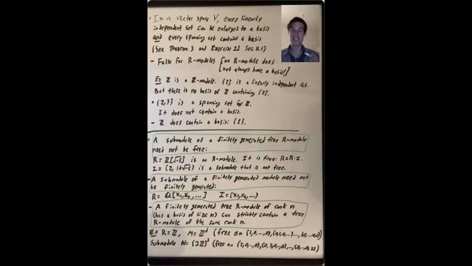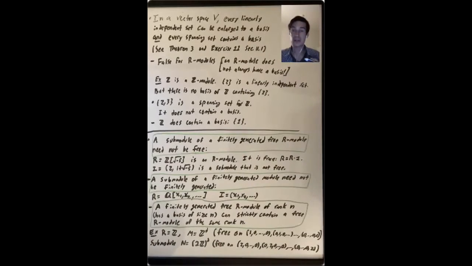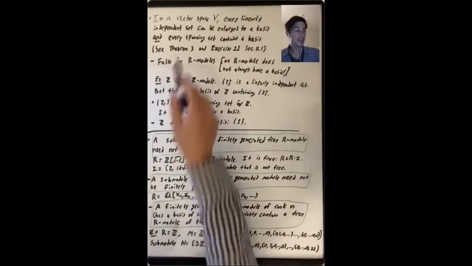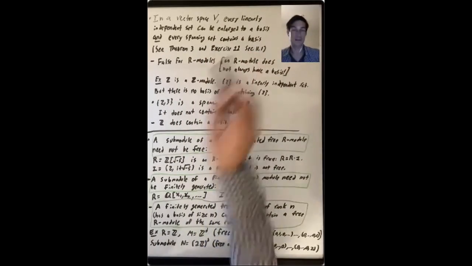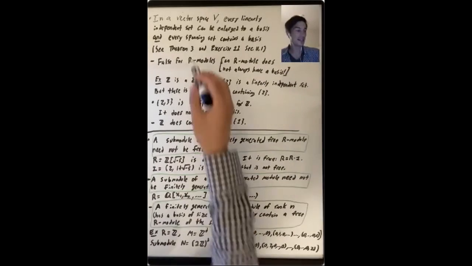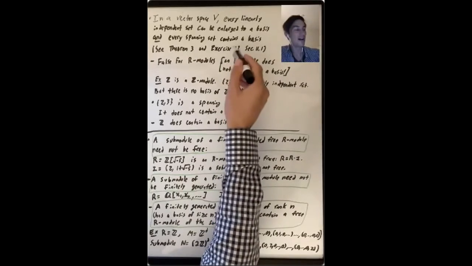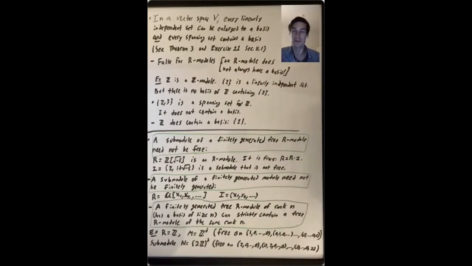We'll give one more example related to the contrast between vector spaces and R modules. In a vector space V, every linearly independent set can be enlarged to a basis, and every spanning set contains a basis. For finitely generated vector spaces, we're going to see this in theorem 3 of section 11.1. And then there's something else you have to do when your vector space does not have a finite generating set, if it's infinite dimensional, and that is covered in exercise 11 of section 11.1.